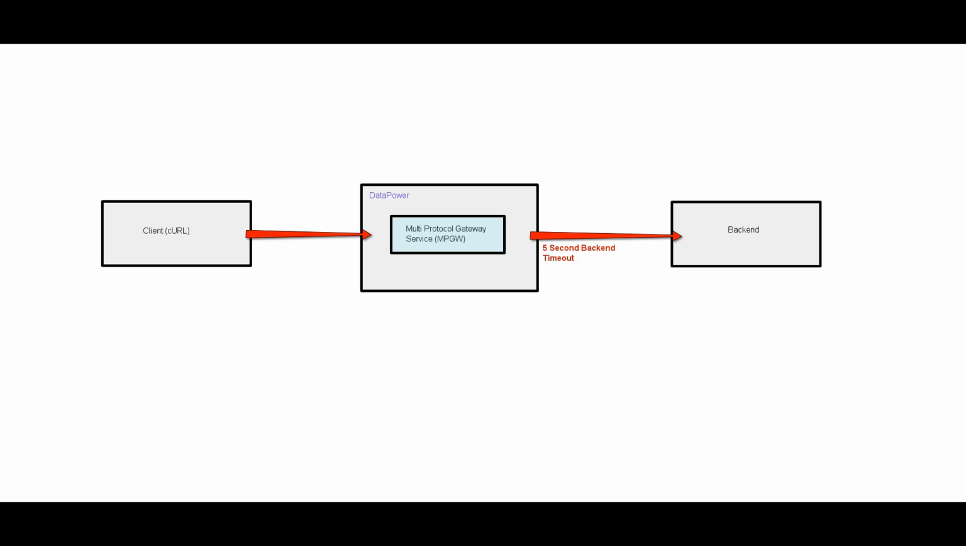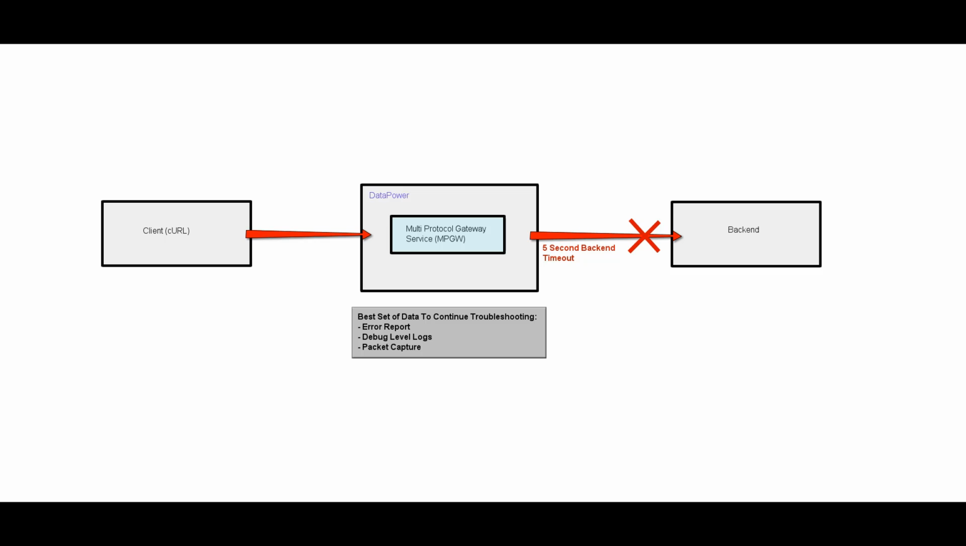For this demonstration, I've configured my back-end not to respond, which will cause the connection attempt to fail when it reaches the 5-second timeout threshold. When this happens, there will be an error message logged on DataPower indicating that there was a failure to connect to the back-end server.